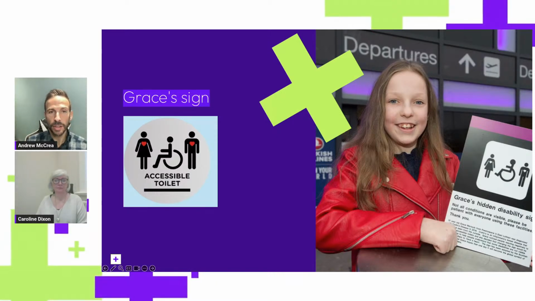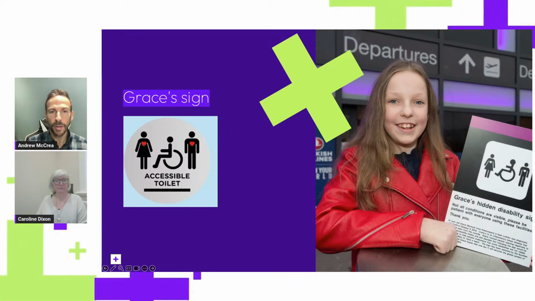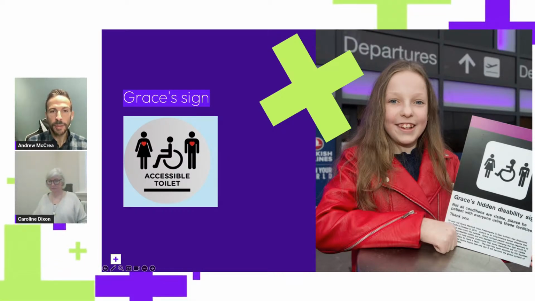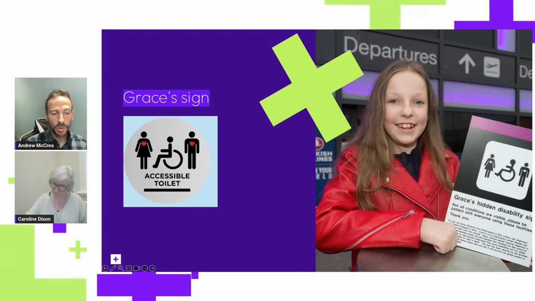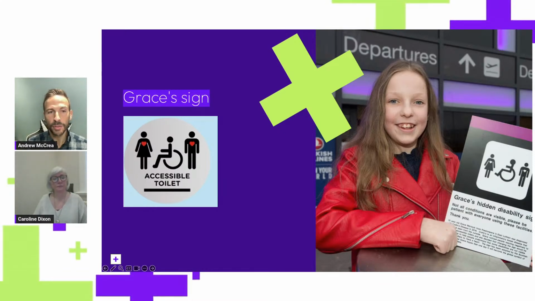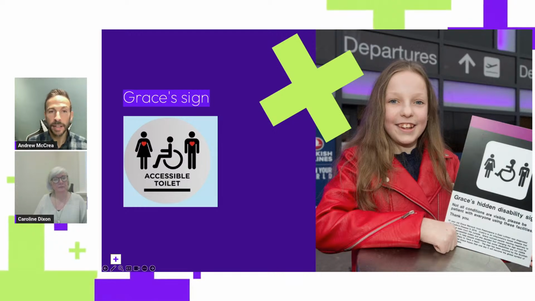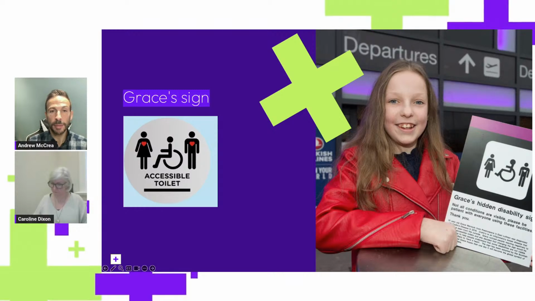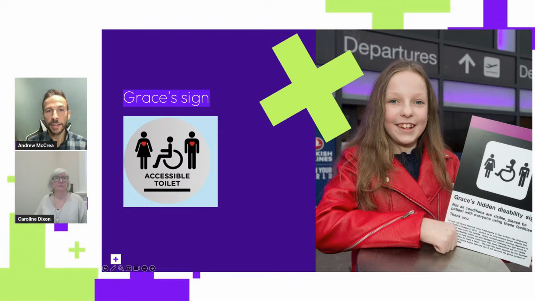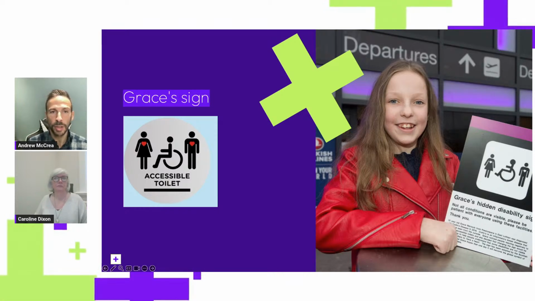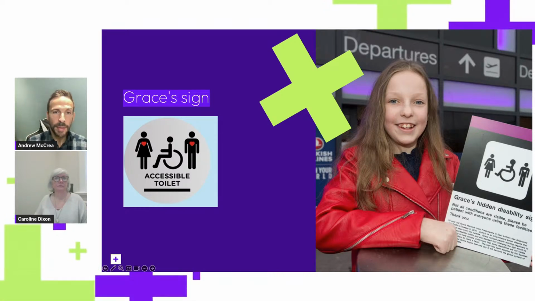And this little girl, who is much older now, Grace, she suffered from Crohn's disease. And when she was a young girl at the age she is here, I think it was about 10 years ago, she was constantly getting a number of negative experiences from people who were looking at her or talking to her in a certain way, because she seemed perfectly healthy and able-bodied, but she was having to use disabled bathrooms because of her Crohn's disease condition. And she took it upon herself to think about, well, what would make this a better experience for me or people like me?